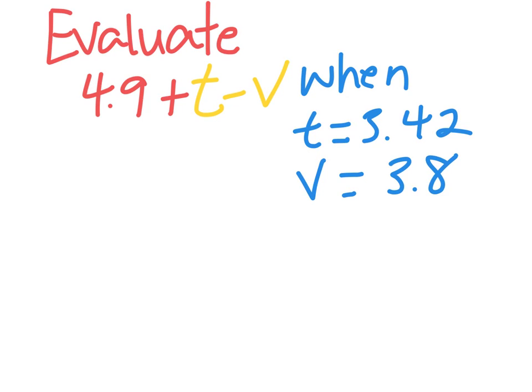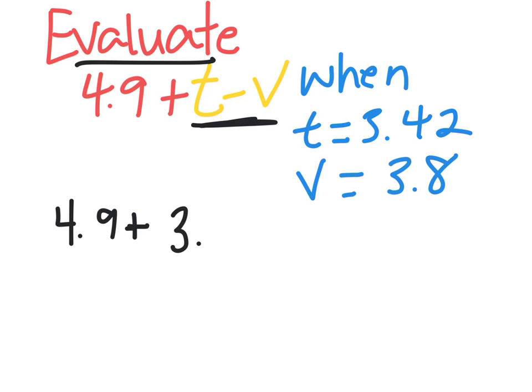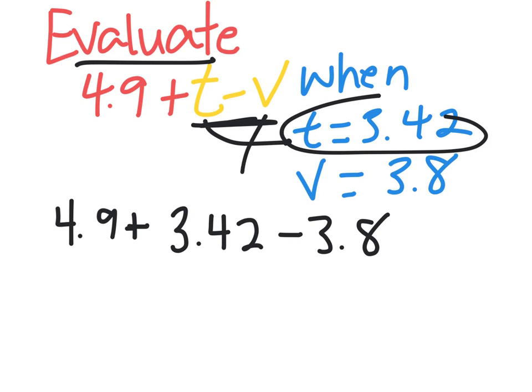Okay, so this one says evaluate 4.9 plus t minus v when t equals 3.42 and v equals 3.8. Hang on a second, I'm changing my ink color. So what we do here, don't panic, evaluate, we're just going to solve. So we have 4.9, and we're going to replace this part of the equation with the actual numbers. So we have t minus v. The t was right there, and the v was right here. So I just rewrote the equation, and now I can solve.